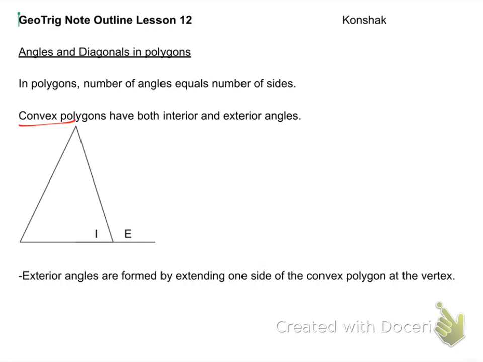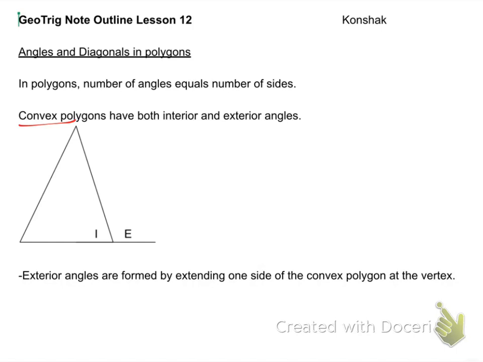Polygons, guys, remember, come in two forms. Convex and concave. Concave is when someone knocks one of your vertices inward, so it points inside. Convex is when they're pointing all outward. So, convex means all of the vertices are pointed outward. So all of this is going to work for those.